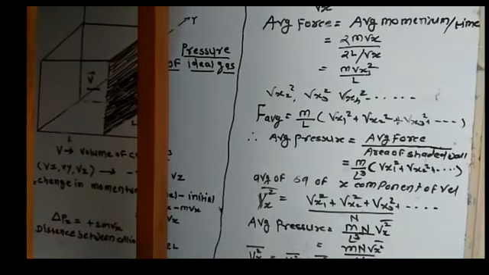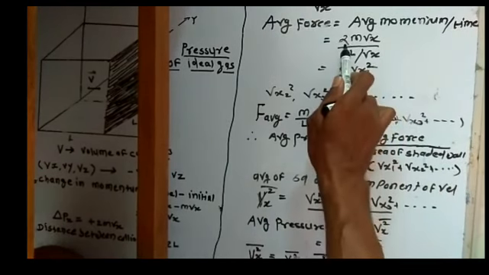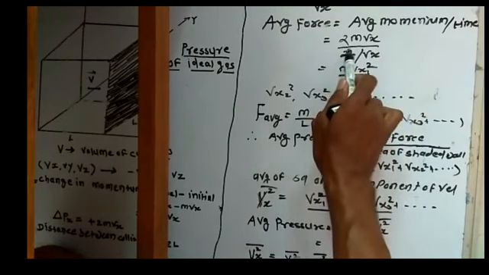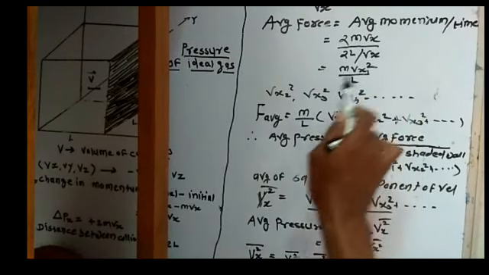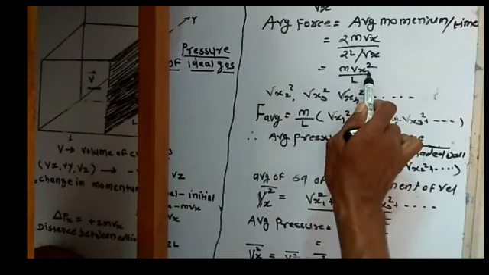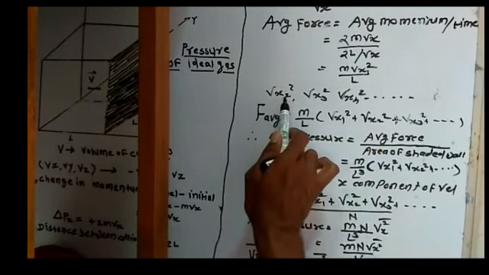Therefore, average force is equal to average momentum per unit time, and we get twice mvx upon twice L by Vx, which is equal to m Vx1 square upon L. We use the suffix 1 for molecule 1, and similarly for other molecules 2, 3, 4 we write Vx2 square, Vx3 square, Vx4 square, etc.